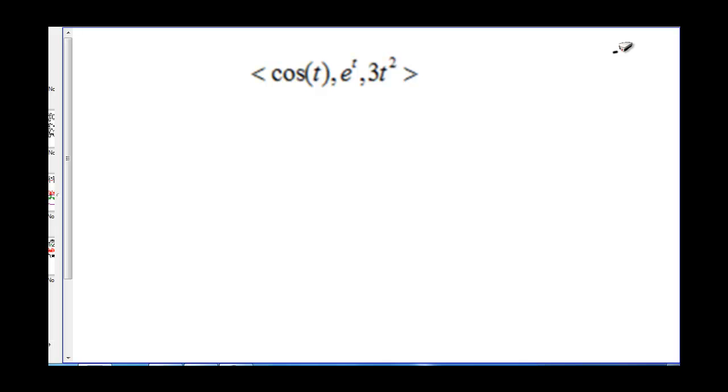So go ahead and try to find the indefinite integral of cosine of t, e to the t, 3t squared. Pause the video, and when you're ready, come back and check your work.